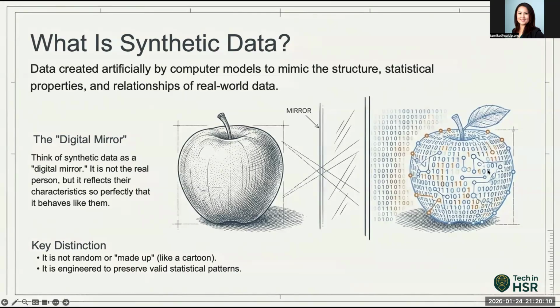Synthetic data is generated by computational models to statistically resemble real-world data. It is designed to replicate patterns observed in real people, patients, and populations. It's not random and it's not imaginary. Its value depends on how closely it mirrors real human data. So understanding how synthetic data behaves requires understanding how it's created.